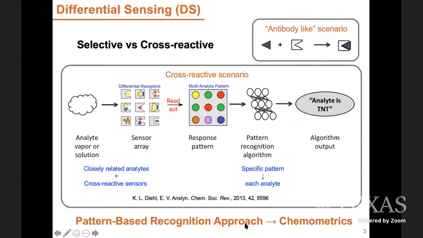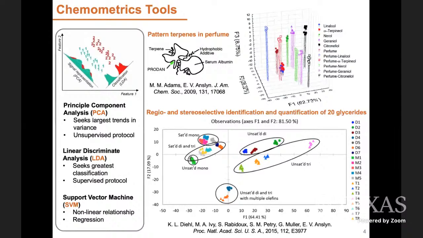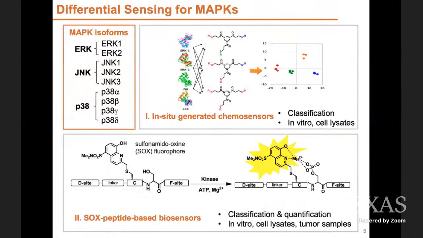Here I have to say the algorithms or methods we use in chemometrics are just machine learning, which is very popular nowadays. The tools our group use most are principal component analysis, linear discriminant analysis, and support vector machine. For example, we successfully differentiated the terpenes in the perfume by using the serum albumin receptors. Also, we developed some sensing enzymes to pattern the 20 glyceride samples. In our group, the most recent target in our differential sensing project is about MAPK.